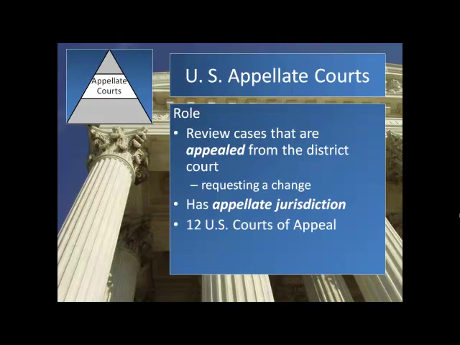There are 12 of these in the United States. You can see substantially less. They do not hold trials. In other words, they don't determine are you innocent or guilty. They don't hear witnesses. Most times at appeals courts, you won't even have the defendant there. You will just have attorneys because the defendant is in jail. So they're not necessarily going to even be at their appeals hearing.